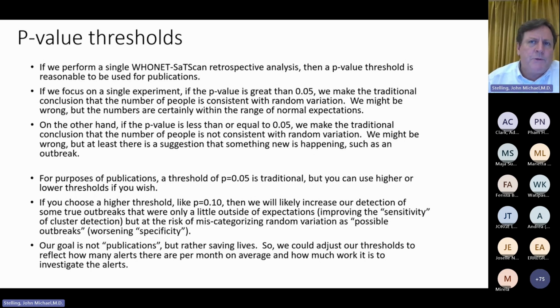If it's 0.02, I will investigate. If it's 0.06, it's good information to know. Maybe I'll take a closer look at the data, or maybe I will just watch and wait. So a p-value threshold of 0.05 is traditional, but it's not a magic number.